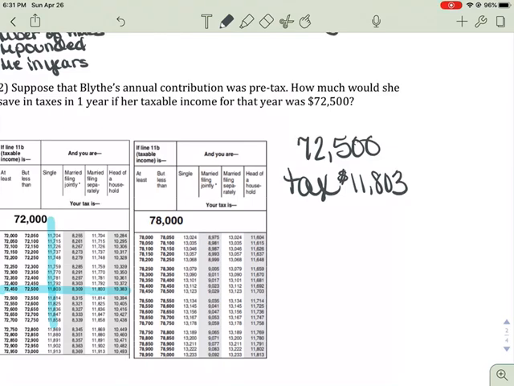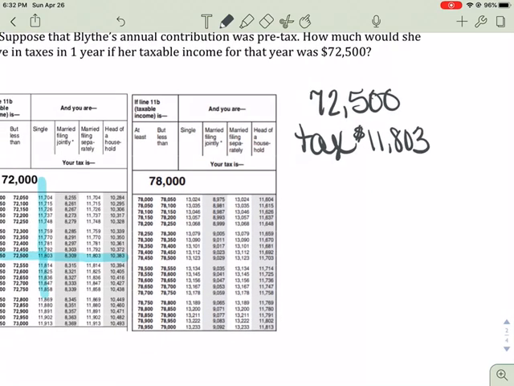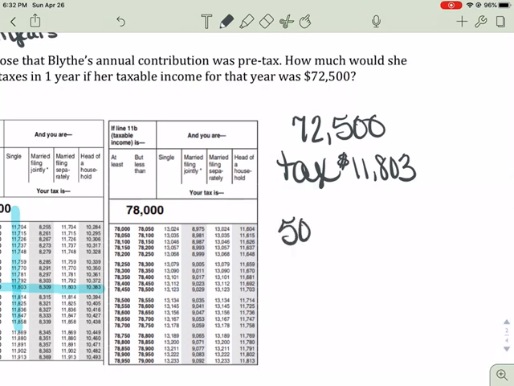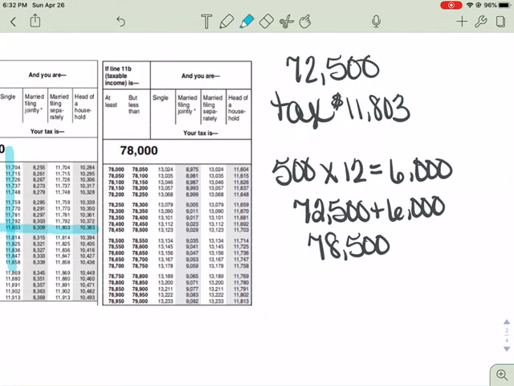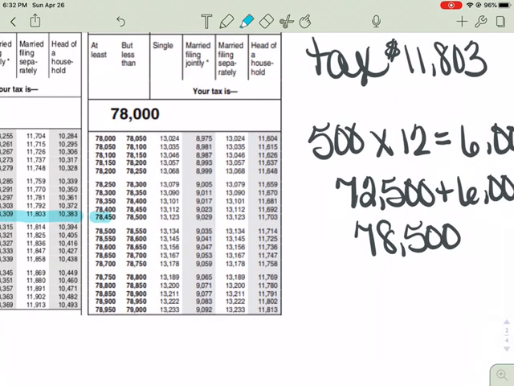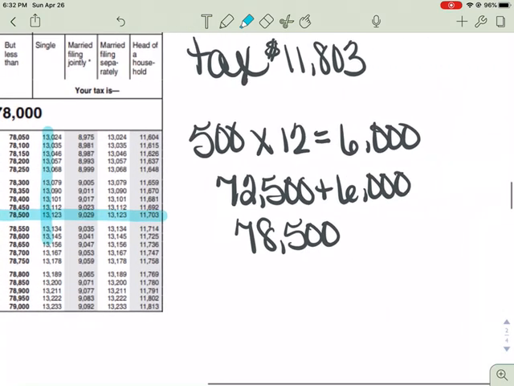Now, we want to figure out, did she save any money by doing this pre-tax? So we got to take her contribution, times that by 12 to figure out how much she put in for the year. So that's $6,000. Add that on to her $72,500 to figure out what her salary was. So that's $78,500. And let's take a look at her tax there. Okay, $78,500 would be this row. And she's single, so $13,123.